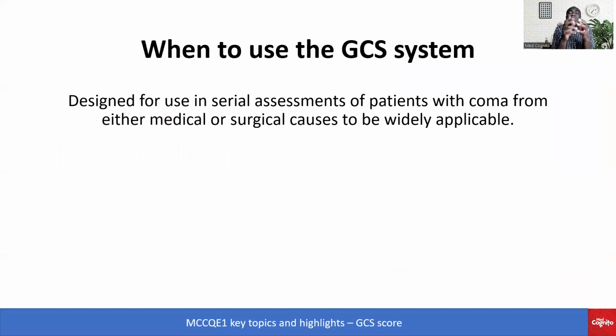So when do you use the Glasgow Coma Scale score? It is designed for use in serial assessment of patients with coma from either a medical or a surgical cause. So, for example, the person might have been involved in a motor vehicle accident, or the person may have coded and the person's GCS has just slammed. So these are all the uses of GCS.